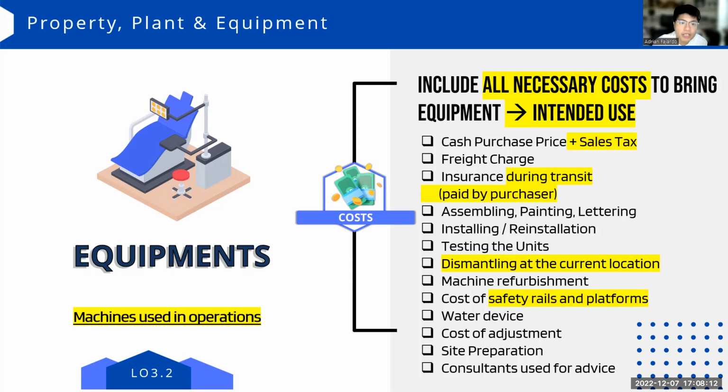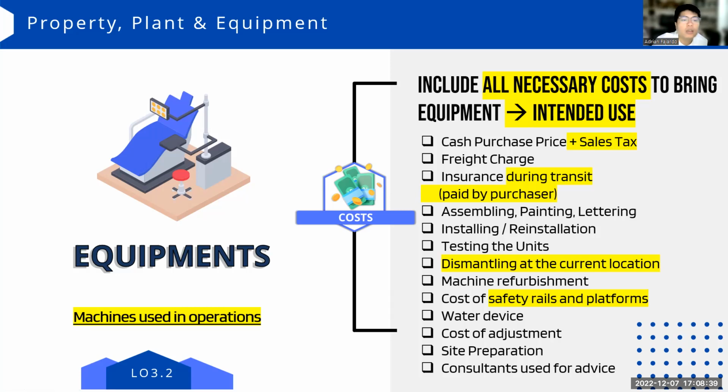You refurbish the machine, you add safety rails and a platform around it so it doesn't get damaged. You include a water device for cooling, or you adjust it, or prepare the site, or hire an outside consultant on how to use the device. All of those are costs to bring the machine to its intended use. And all of these costs mentioned in this slide should be capitalized.